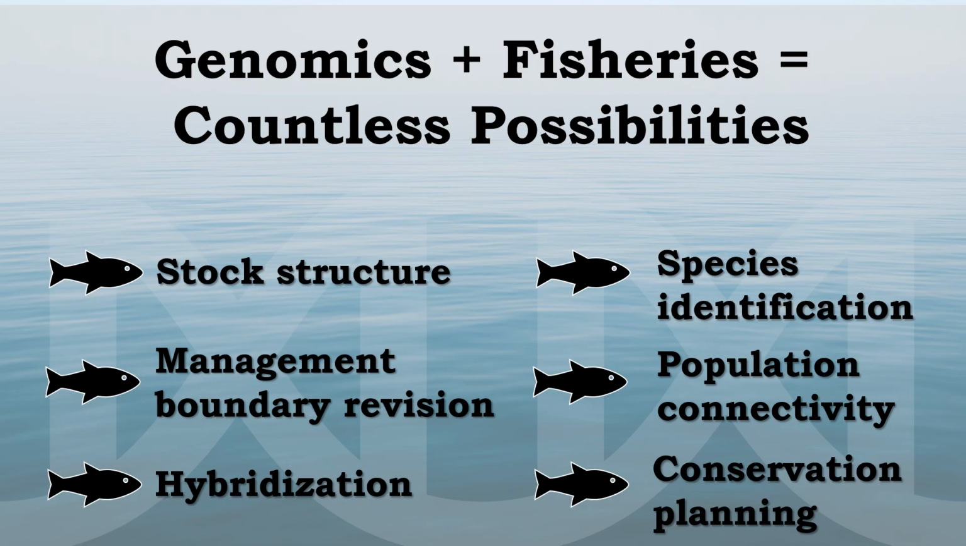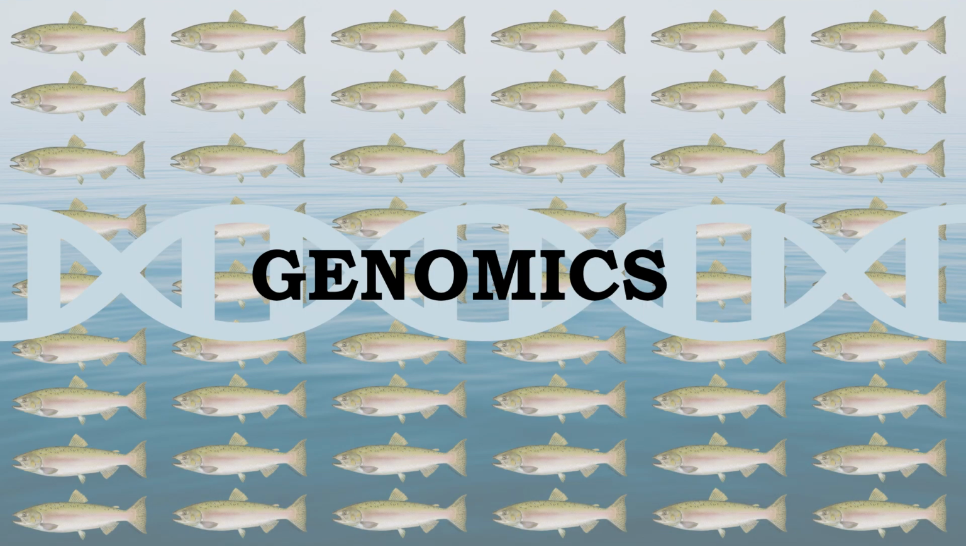Overall, genomics has countless applications including species identification, population connectivity, stock structure, hybridization, conservation planning, and many others. Integration of these tools can serve to provide managers with more precise information, leading to better informed decisions. As genomics tools continue to advance, integrating them into fisheries management will become increasingly important for protecting aquatic resources in a changing world.